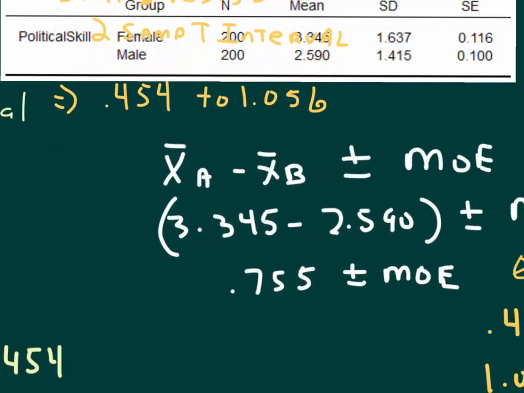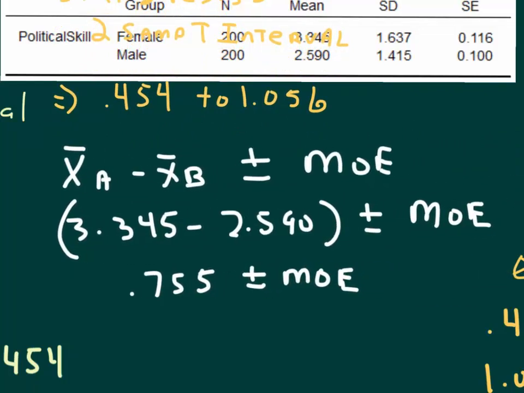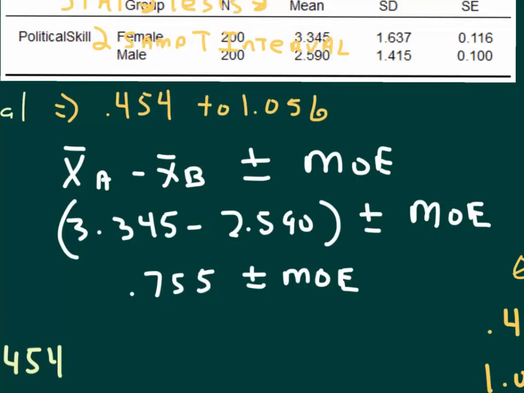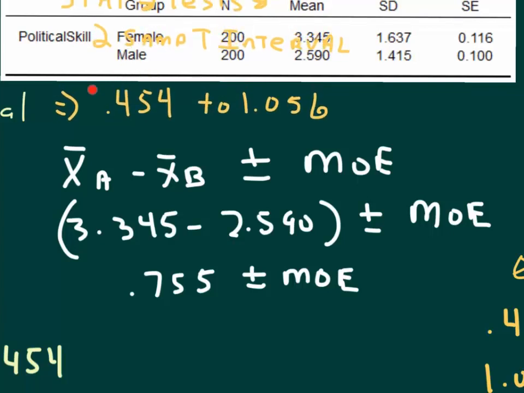Speaking of multiple choice questions, there may be a question that asks you for the margin of error. So that's the statistic x bar A minus x bar B plus or minus the margin of error. And so the center of that interval, the x bar A minus x bar B, is 0.755. We've done that a couple of times now. So this 0.454 to 1.056 is 0.755 plus or minus a margin of error.